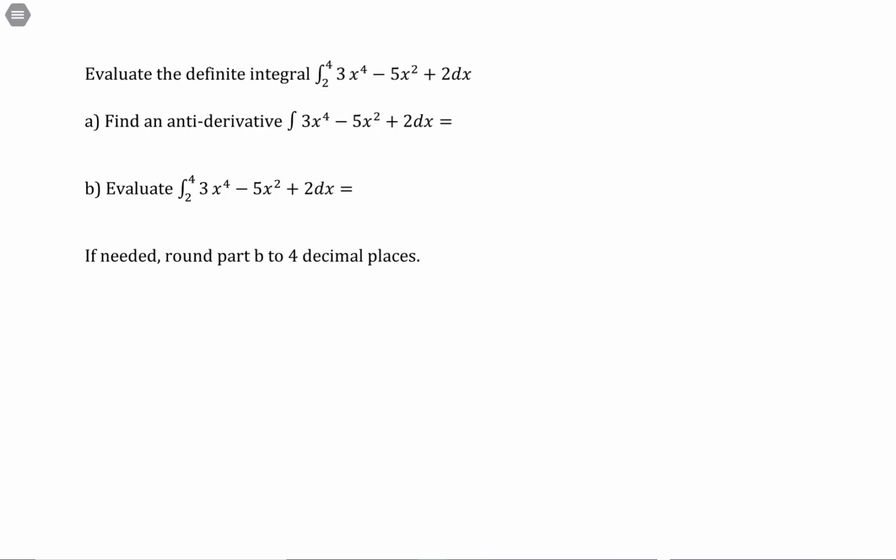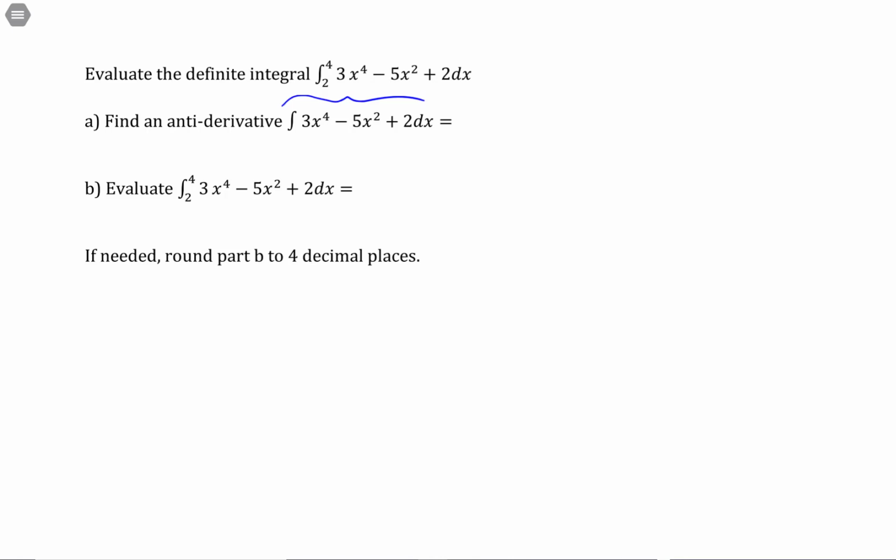Evaluate the definite integral from 2 to 4 of 3x to the fourth power minus 5x squared plus 2 dx by first finding an antiderivative. All right, so the antiderivative of this function here, what I would do is start using the power rule term by term.